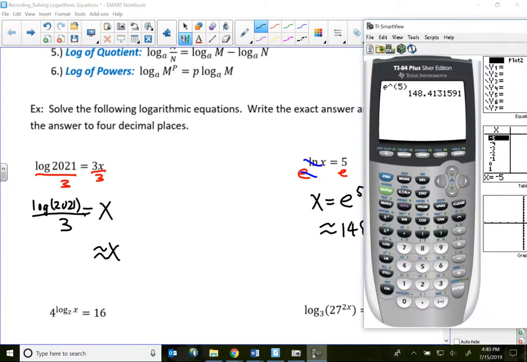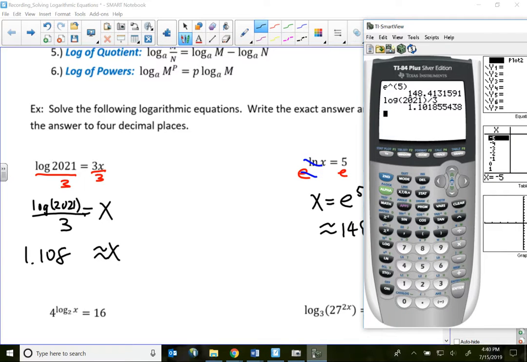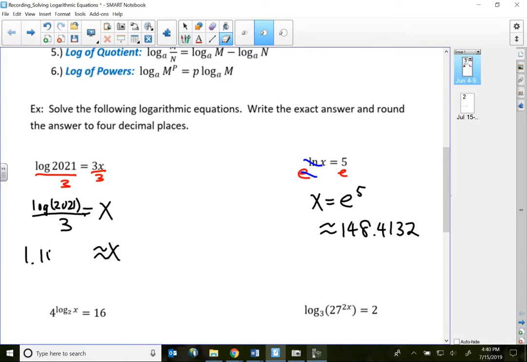So let's approximate. The log of 2021 is only one term up top, so just make sure you close the parenthesis before you say divided by 3. So we have 1.1019.